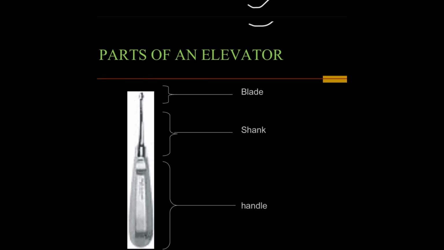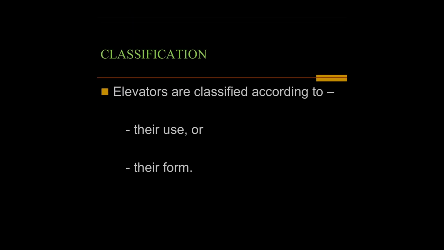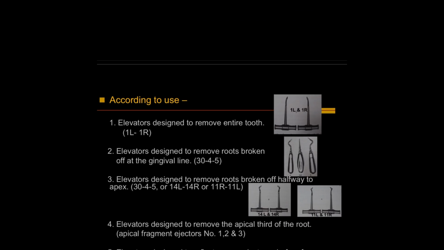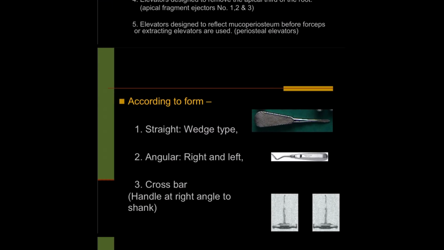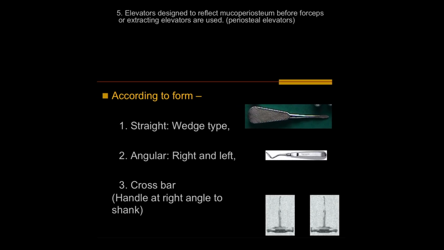Now here comes an elevator. What are the parts of an elevator? An elevator has a blade, a shank, and a handle from where you hold it. Now comes classification of elevators. Elevators are classified according to their use or their form. According to use, we have all these elevators, and according to form, we have straight or wedge type, angular, right and left, and crossbar elevator.